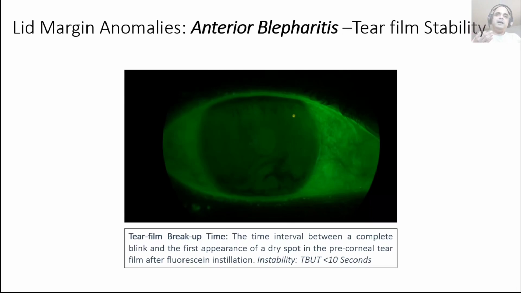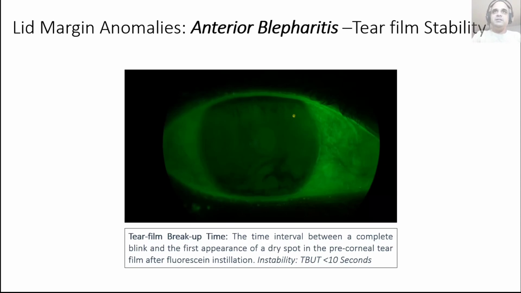And we check it by using a dye called sodium fluorescein. And this is the same dye that you use to do fundus fluorescein angiography and also stain corneal erosions and ulcers. This dye stains tear film. And the benefit is you can actually see the dye. You can't see the tear film because it's all transparent.